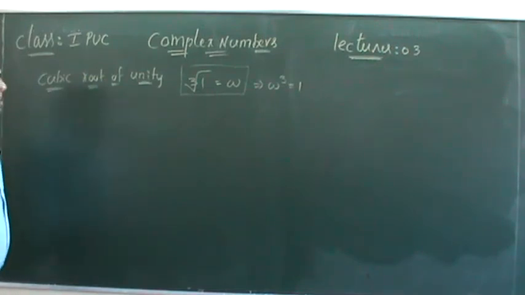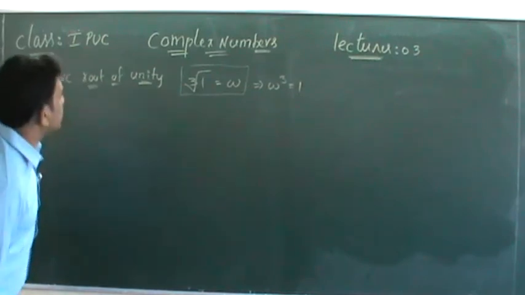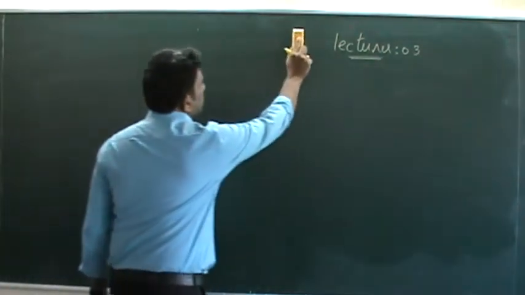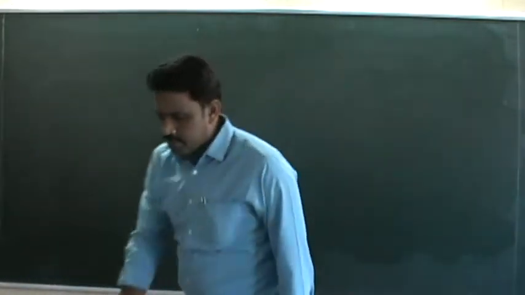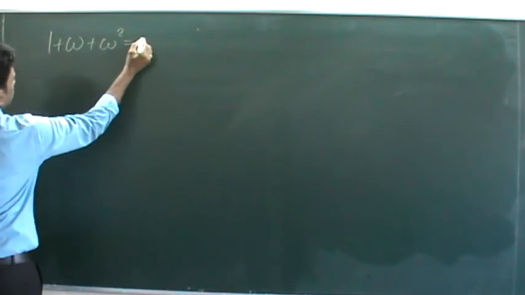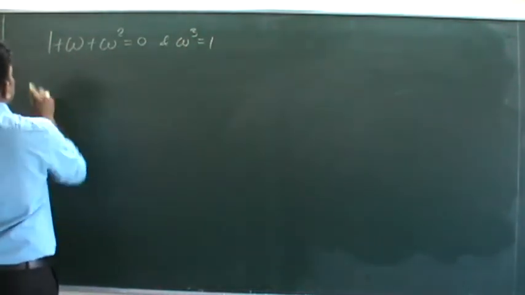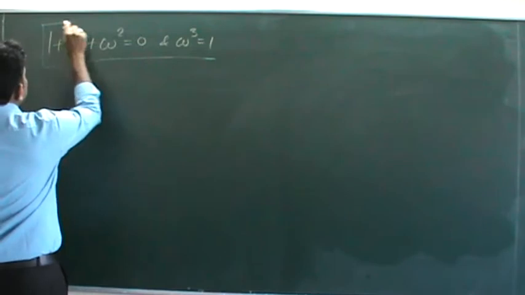I am going to write some important conditions here. Concentrate on the board. Today's topic is the cubic root of unity, so two important points are there. First point is 1 plus omega plus omega square equal to 0. And next one is omega cube equal to 1, because the cubic root of unity is 1. Now I am going to use these two conditions.